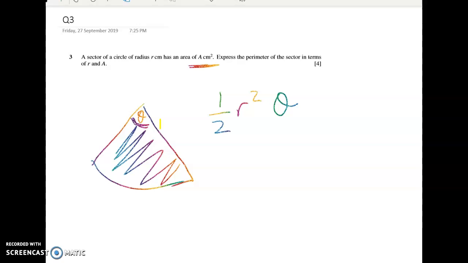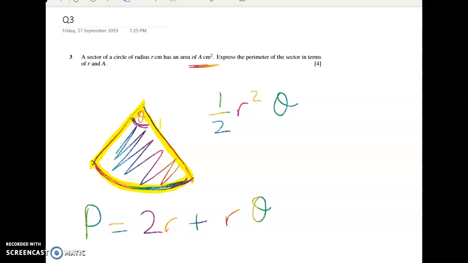So the trick here is not to just think that the perimeter is this bit here. The perimeter's got 3 sides to it. Right, so let's get an expression for the perimeter. P is going to equal 2r plus this arc length here, and we know that the arc length is r theta. But we don't want our answer to be in terms of theta, we want it in terms of r and A.